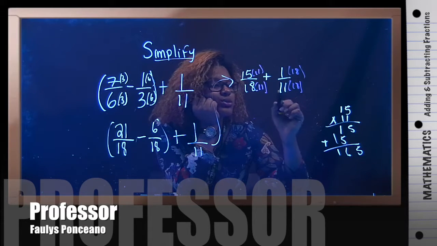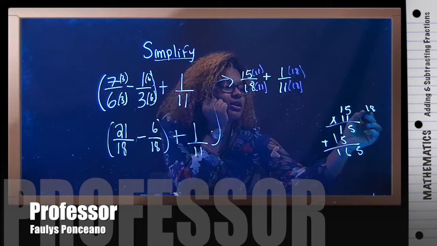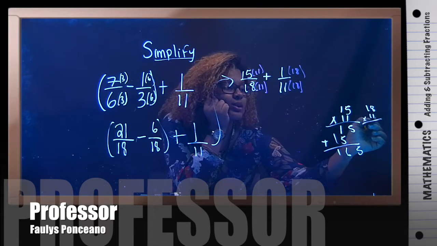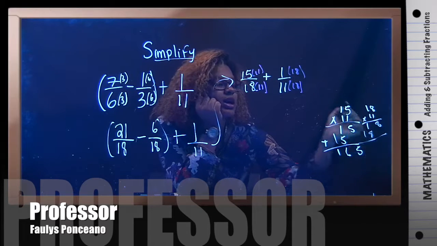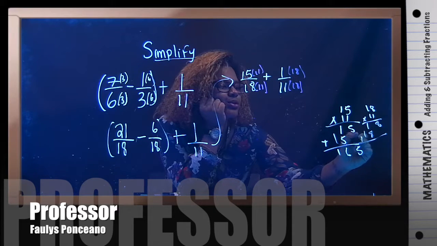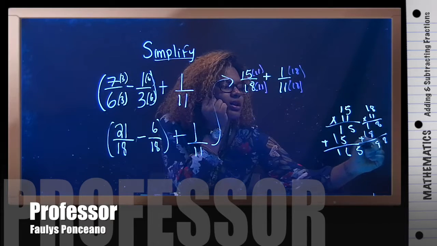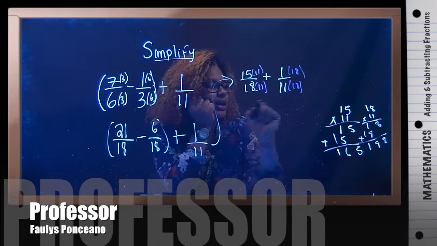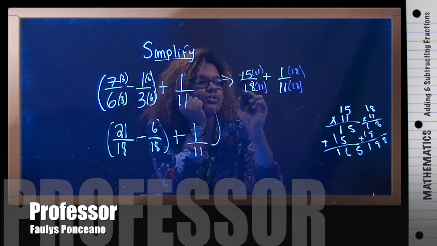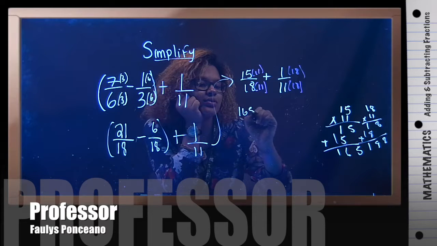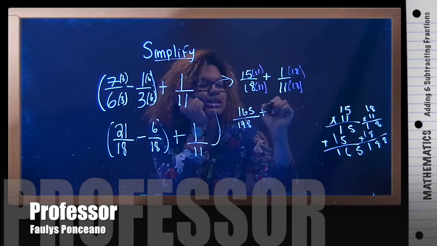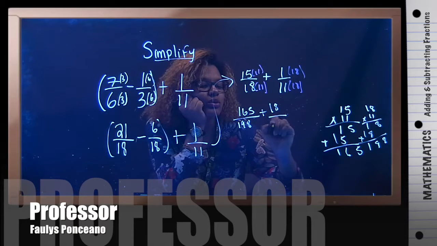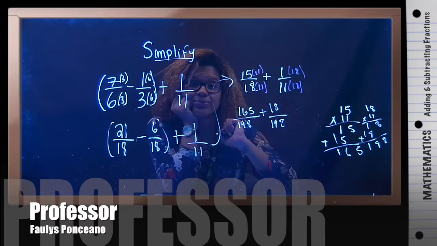Then I'm going to do the 11 times 18, just so I know what that is. Make sure you're lining up your numbers. You don't want a mistake. So I have 15 times 11, 165 over 198, plus 1 times 18, 18 over 198, right?